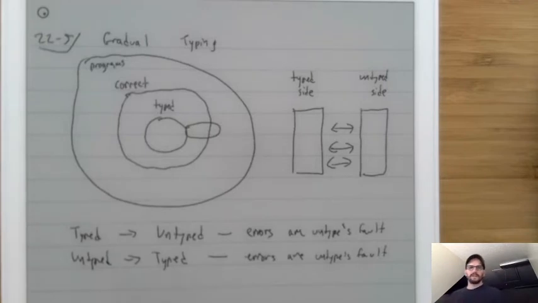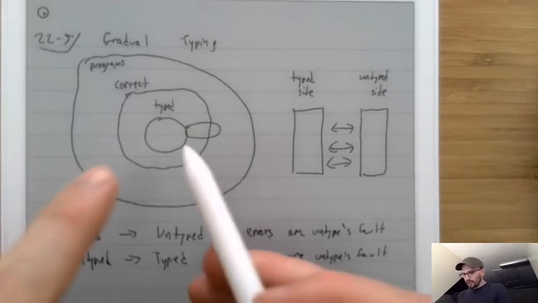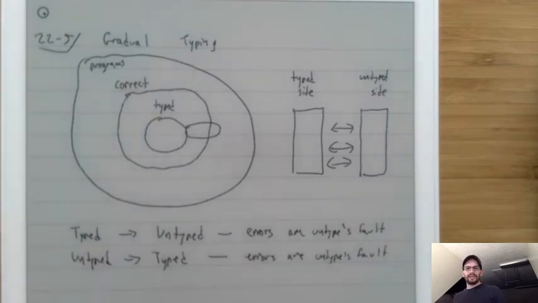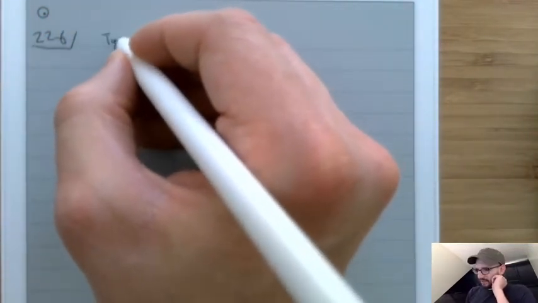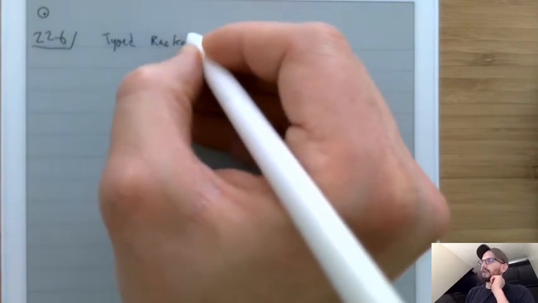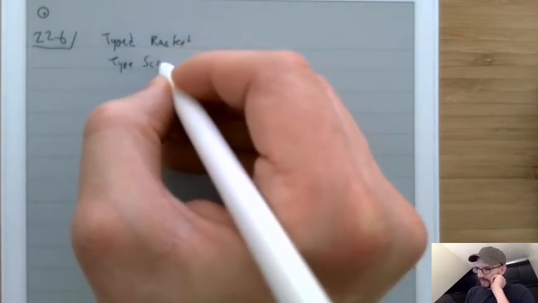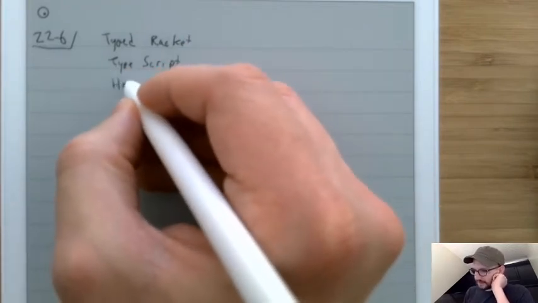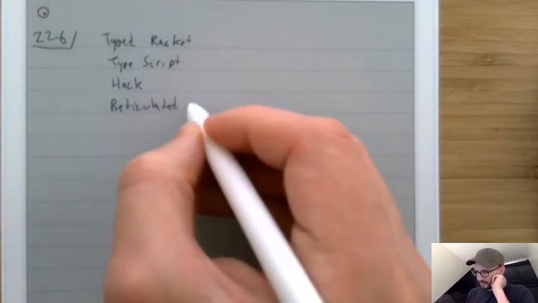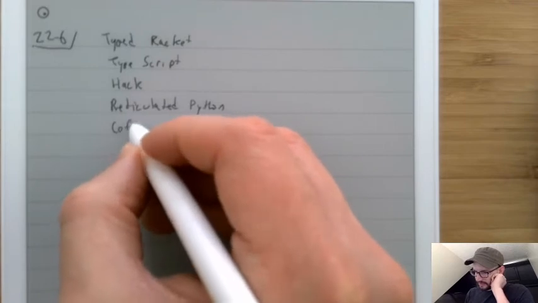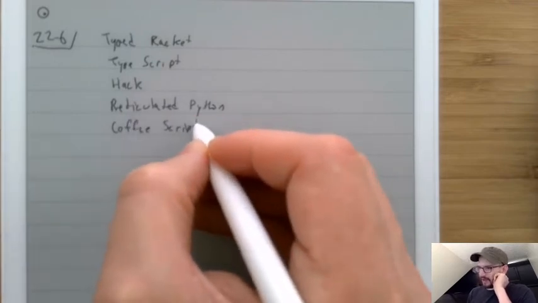Okay? So the idea here is that we can write a portion of our program in the type system, and we know that it is following all of the rules that satisfy our prediction engine. And there's an untyped part that doesn't have to do this. There are many implementations of gradual typing. Typed Racket is one of the first ones, but there are others like TypeScript and Hack and Reticulated Python and CoffeeScript. There are many, many options.